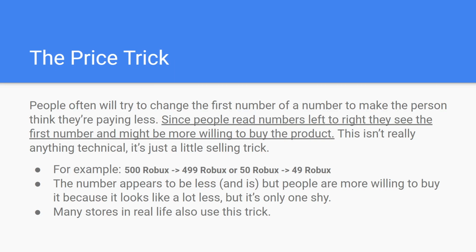The number appears to be less, and it is, but people are more willing to buy it because it looks like a lot less, because it's only one shy. As you see here, 500 is only one more than 499, but they might see the 4 and think it's a lot less than the 500. Also, for example, many stores in real life use this trick.